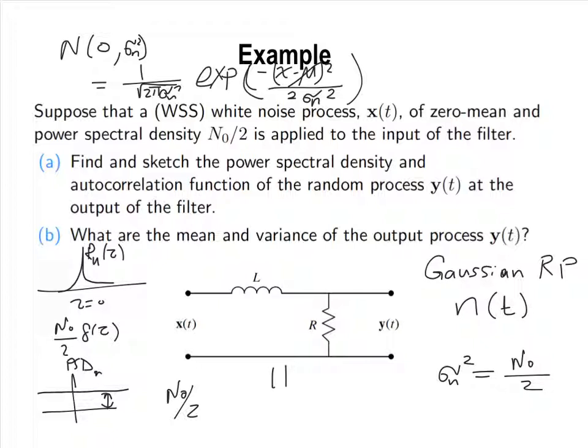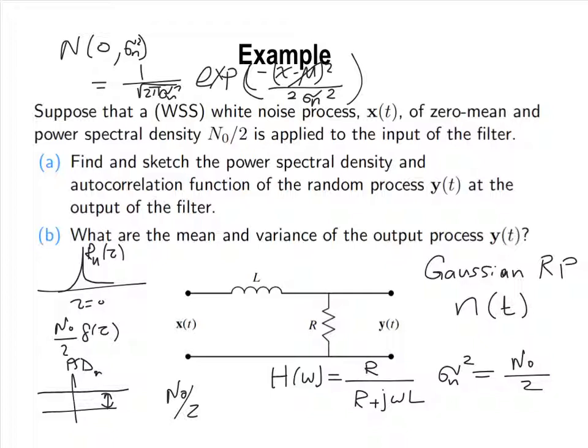So H of omega for this system is equal to R over R plus J omega L, right? Where omega is your frequency, so it's 2 pi f. So this is the input-output transfer function of this system. So that's the frequency domain. Now, if you want to get the impulse response, just do the inverse Fourier transform of this one, okay? It's going to be not so nice, but it can be done from the tables. You don't need really to solve something complicated, okay?